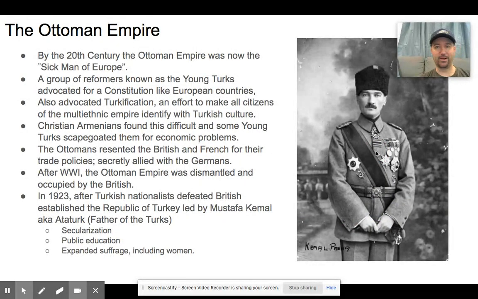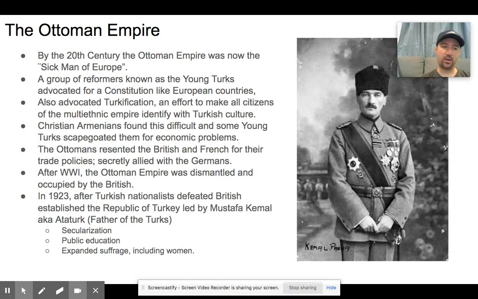So the Ottoman Empire, if you guys remember me calling it the sick man of Europe, that's the name it ends up getting. They did not industrialize like the Western European countries did. Nor did they bring a lot of the Enlightenment reforms around the same time that the Western European powers did.